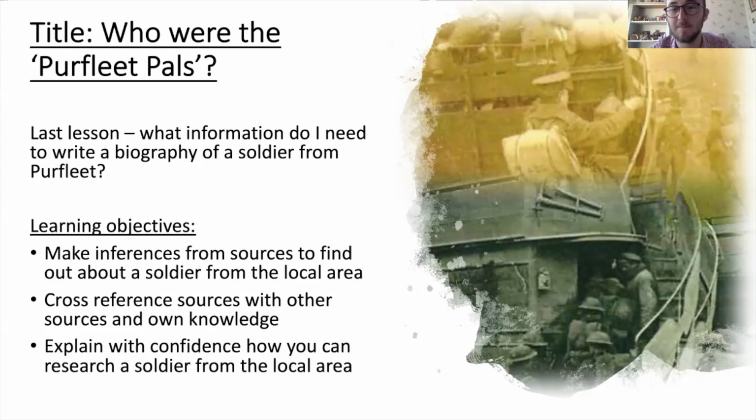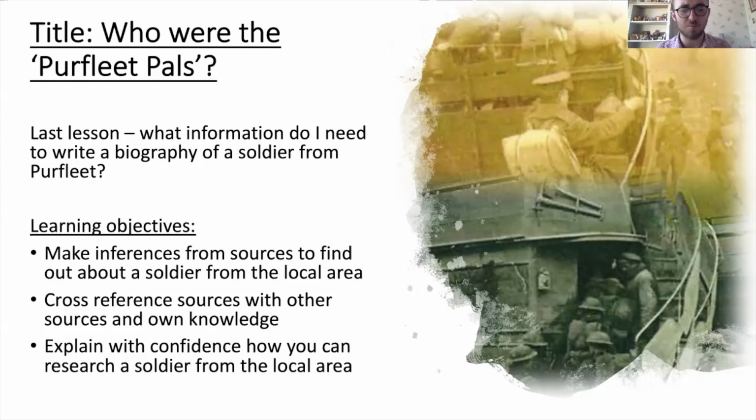So our learning objectives today are to make inferences from sources to find out about a soldier from the local area. Just as a reminder, an inference is that ultimate sort of skill, that really essential skill for a historian looking at evidence. And inferences means looking beyond the obvious, right? Looking beyond the obvious context of a source, using your own knowledge and being an investigator to work out what the meaning of the source could be.